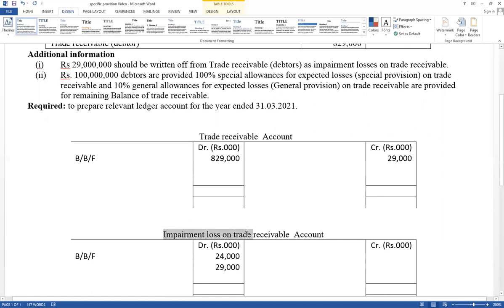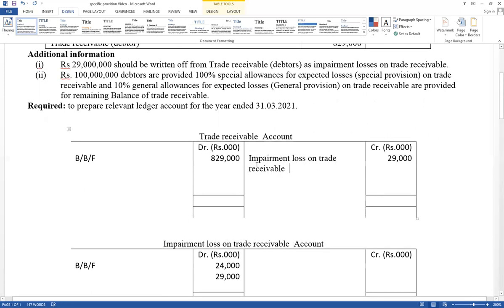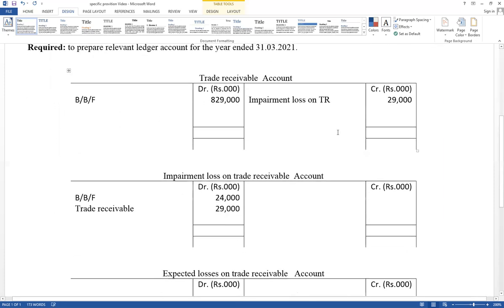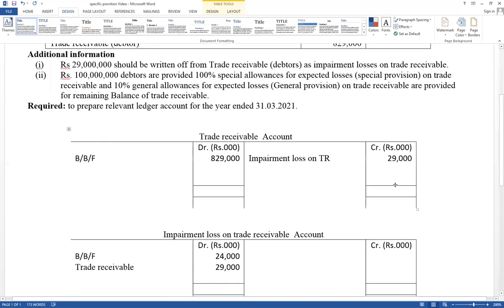Therefore trade receivable accounts credit, as impairment loss on trade receivable, name of other ledger accounts, and impairment loss on trade receivable account debit as a trade receivable, name of other ledger accounts. Think about double entry for impairment loss on trade receivable. Effect for debtor decrease, debtors account credit, impairment loss on trade receivable account debit.